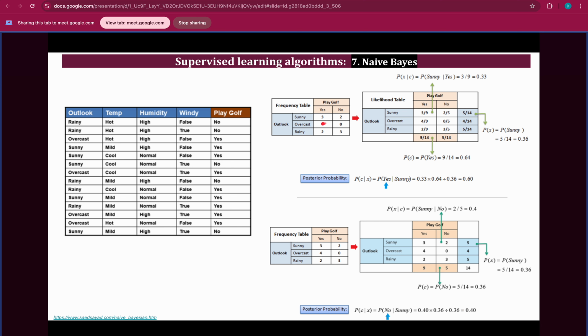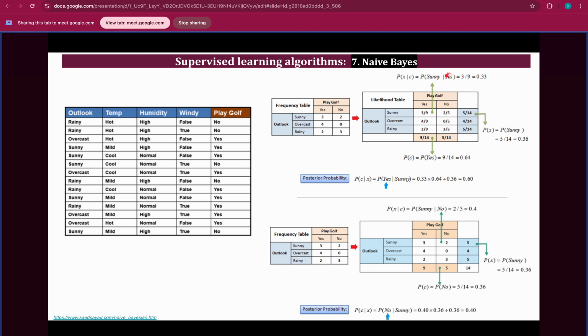Out of these 9 events, this particular likelihood table gives you the probability that the person will play. Given that he is playing, how many times is the weather sunny, and what is the probability that the weather is sunny.